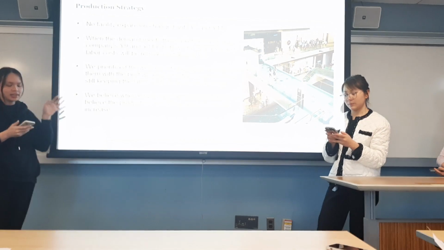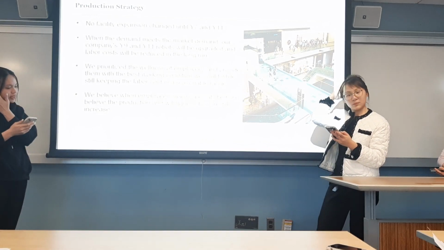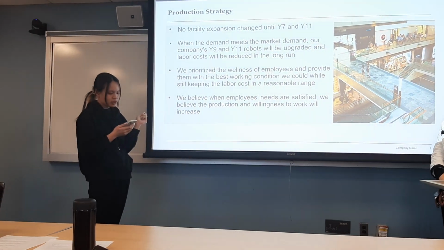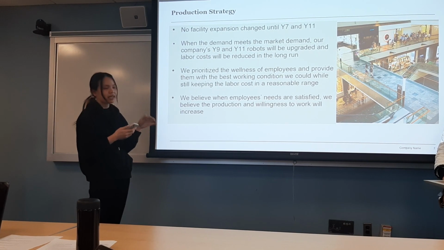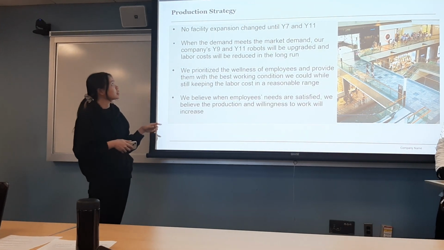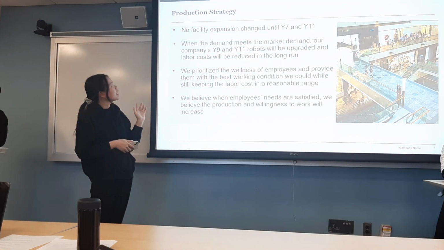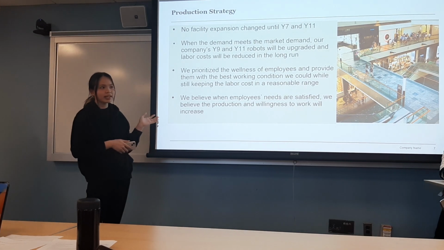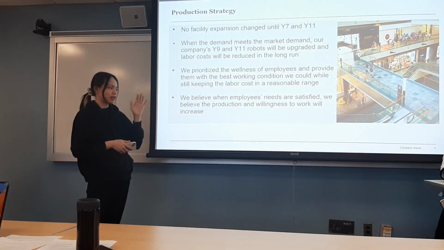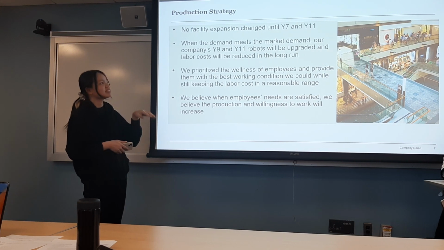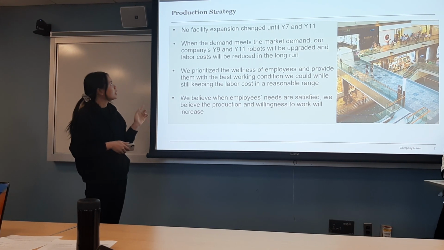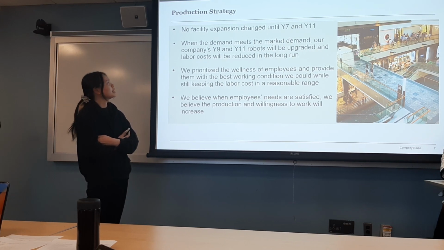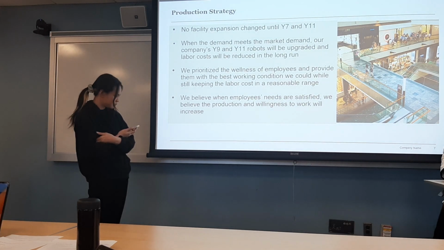Originally, at the beginning, we invested in plant facility, workstations, and robotic upgrades to make sure production meets the demand with minimal malfunction and makes up for depreciation throughout the years. We had no facility expansion change until years 7 and 11, because we needed to produce more to satisfy the demand. When production meets the market demand, in years 9 and 11 robots will be upgraded and labor costs will be reduced in the long run.